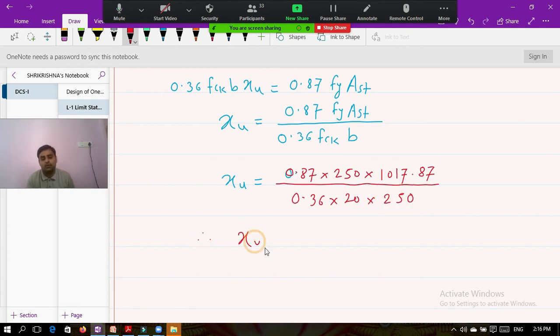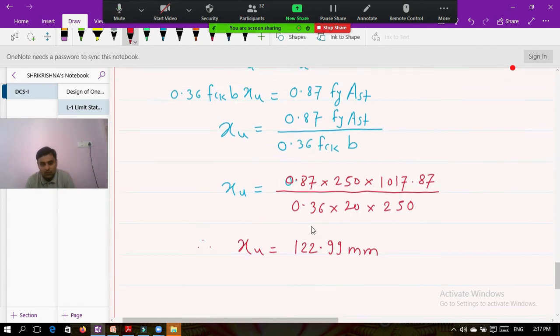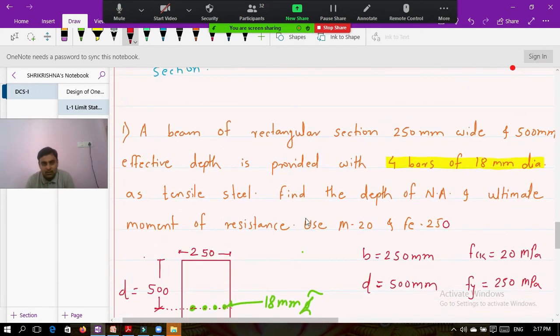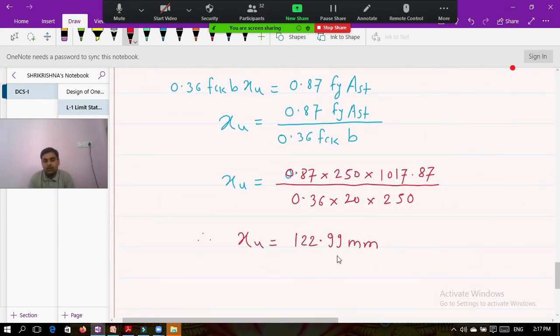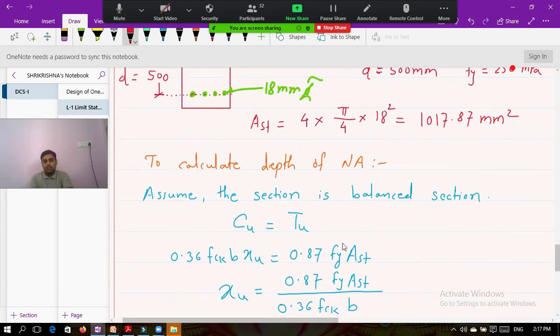Therefore Xu is equal to, now do the calculation, let me know the value of Xu. What is the value? 122.99 mm. This is the value for Xu. Now the first job is over. What they have asked us is to find the depth of neutral axis. So we have got the depth of neutral axis: 122.99 mm is the depth of neutral axis. So the first thing is known to us.